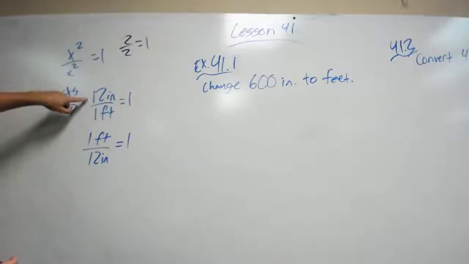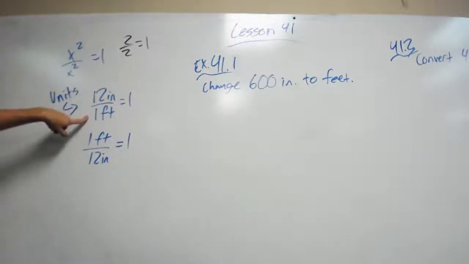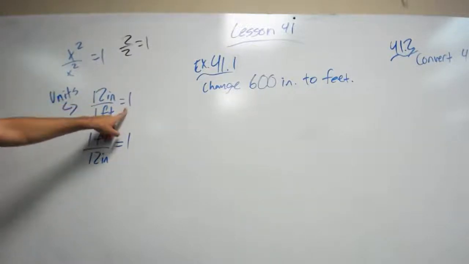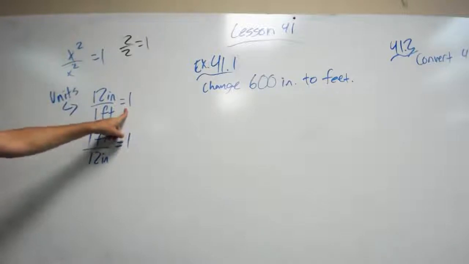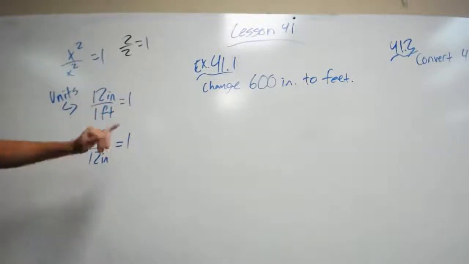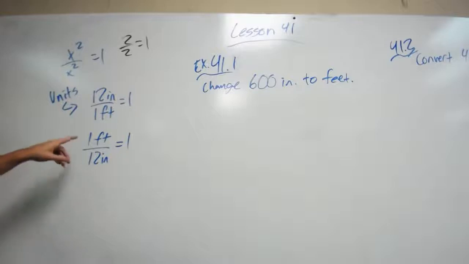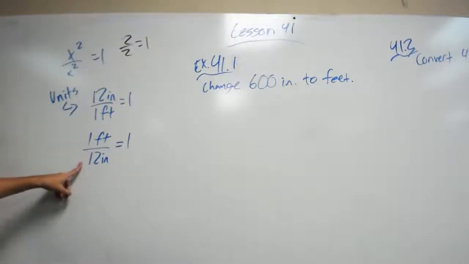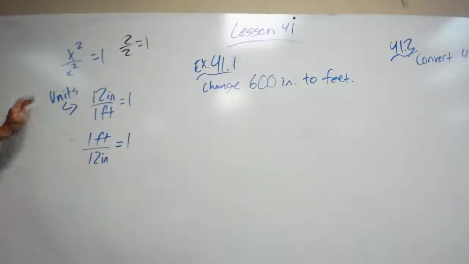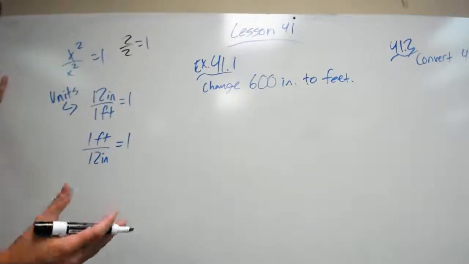If you have 12 inches over 1 foot, well, that would actually be the same as saying 1. Or you could actually even flip it. And this is where it can be confusing. But if you have 1 foot over 12 inches, you may think 1/12. Yes, but it would equal one whole unit. We're talking about the unit here.